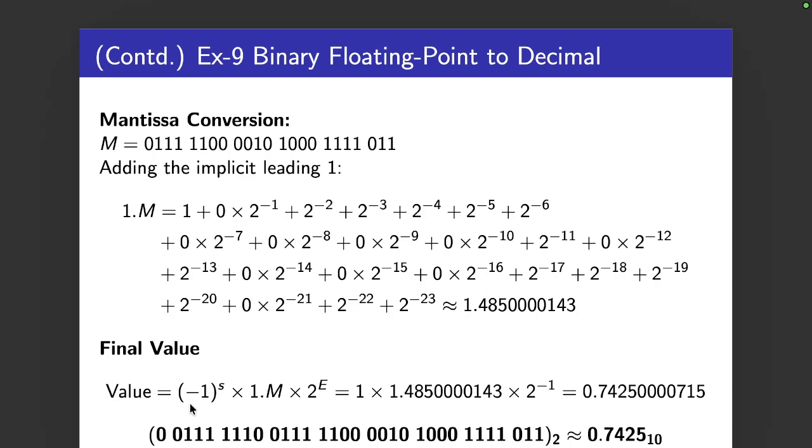So the final value is minus 1 to the power s. Here s is 0, so minus 1 to the power 0 is 1. Then 1 point m is this, times 2 to the power E. E is minus 1 here, the actual exponent. So 2 to the power E. So we get this, rounding to 0.7425 in decimal.